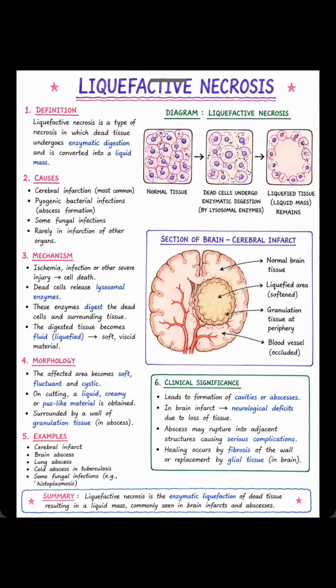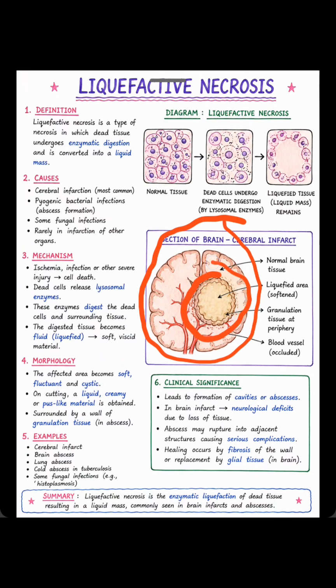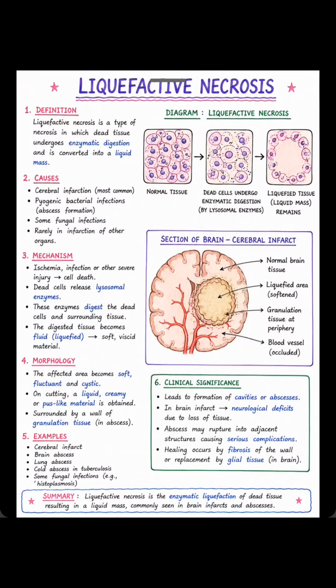Let's come to the morphology. You can clearly see the normal brain tissue, but inside the stroke area there is a soft and liquefied zone, and at the edges you have granulation tissue forming a perimeter around the occluded blood vessels. Grossly the area becomes soft, fluctuant and cystic, and if you cut into it, a liquid, creamy or pus-like material oozes out surrounded by a wall of granulation tissue.